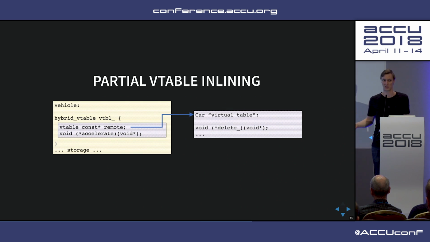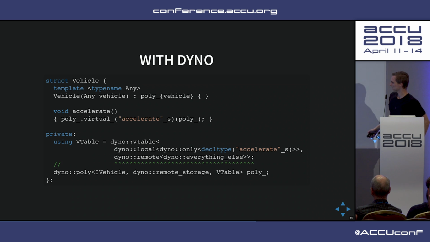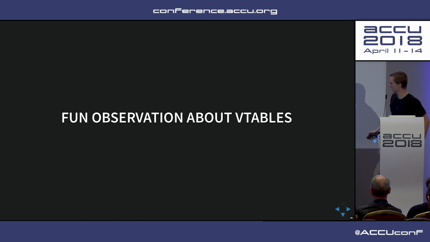And you can do partial vtable inlining. You can say just these methods in my vtable are going to be inline, and the rest is going to be remote. My goal with this was to actually get a performance improvement, which I did not really get. So again, with the library, you can say some of the methods are local and the other ones are remote. And it's not really an optimization.